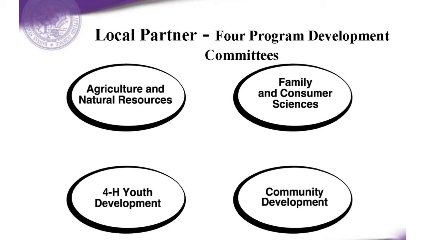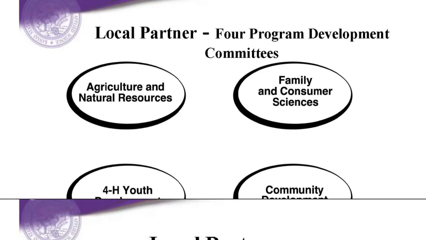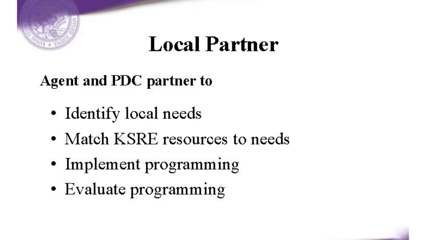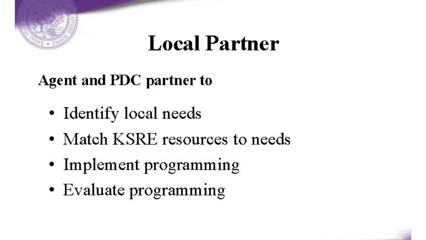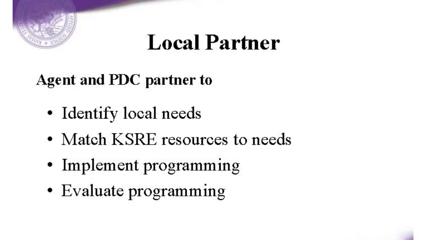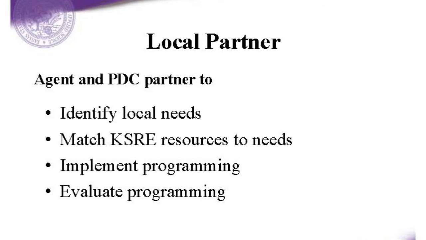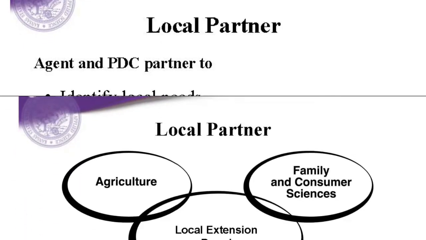consecutive term. In the district model, there are 6 members from each county appointed to each PDC by the board. They are appointed for a 1-year term and may be reappointed. The role of PDC members is to partner with the agents to identify local needs, match K-State Research and Extension resources to those needs, and then to implement and evaluate the effectiveness of the programming.